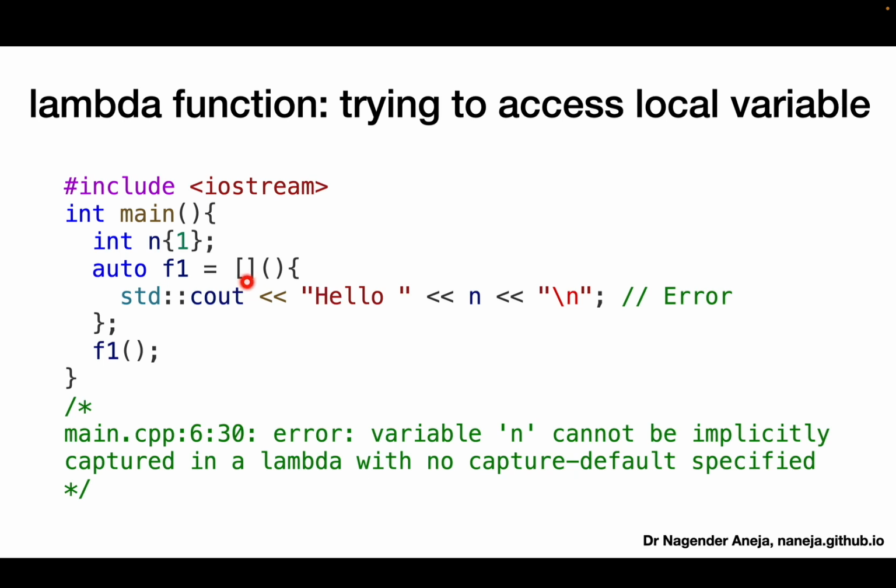So this is the capture list. If you want even the local variables to be passed, immutability is core to the lambda function. You can't directly access any of the variables, although they're in the same scope. You need to explicitly say that this lambda function is allowed to access this variable, and that's what the square bracket is for.